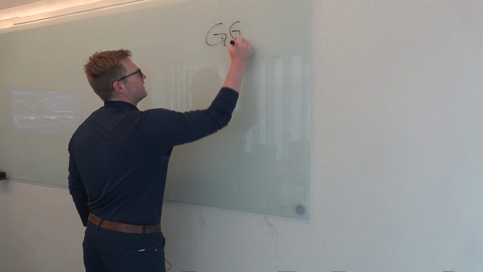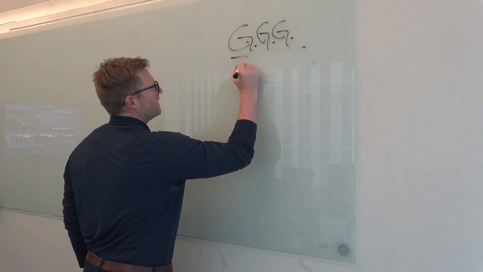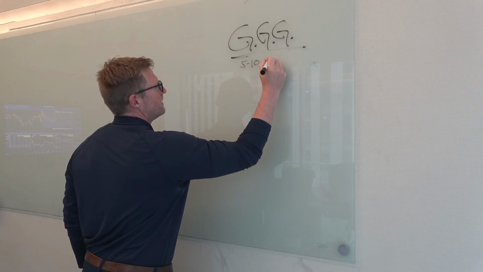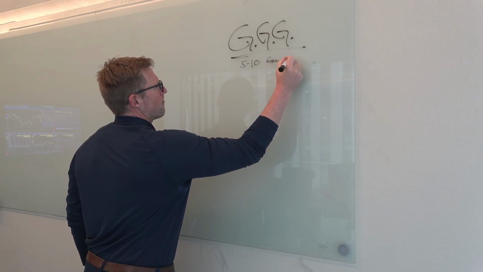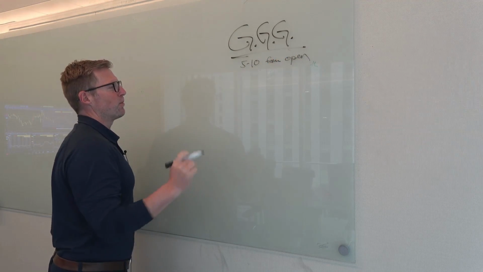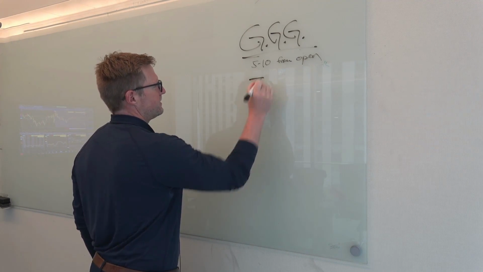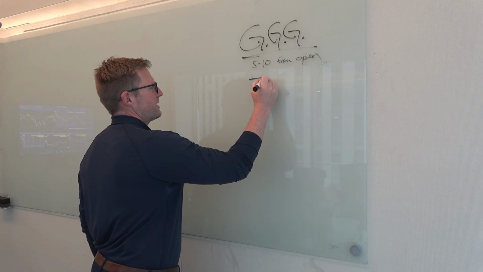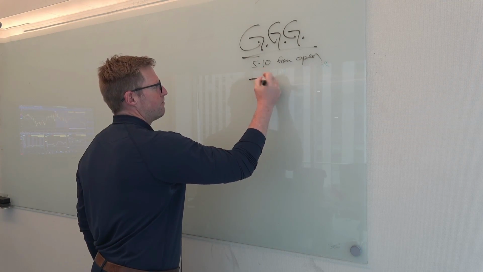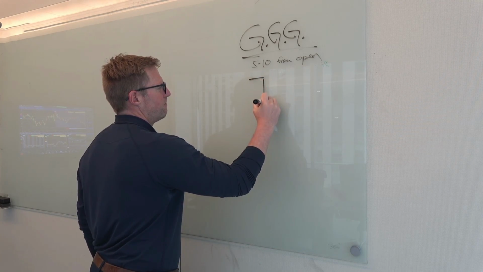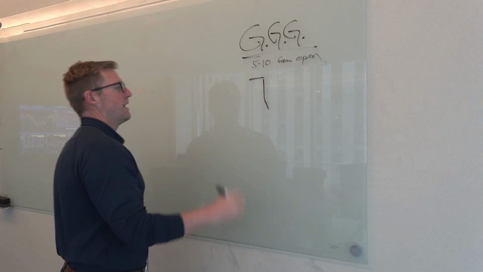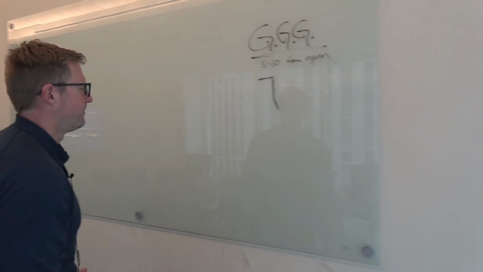Gap, give, go. 5 to 10 minutes from the open. If this is the open, let's assume this is the open right there. The price action should be, you can have a wick up, but the best ones will have a move lower, right? And we'll just draw line charts just to see, okay?